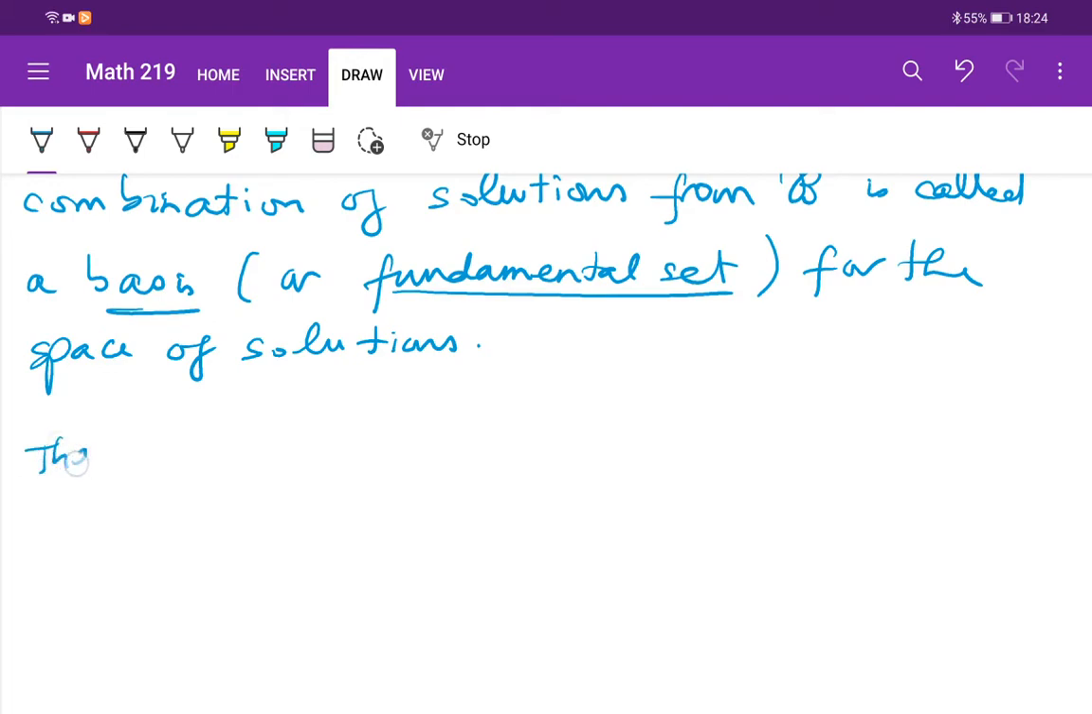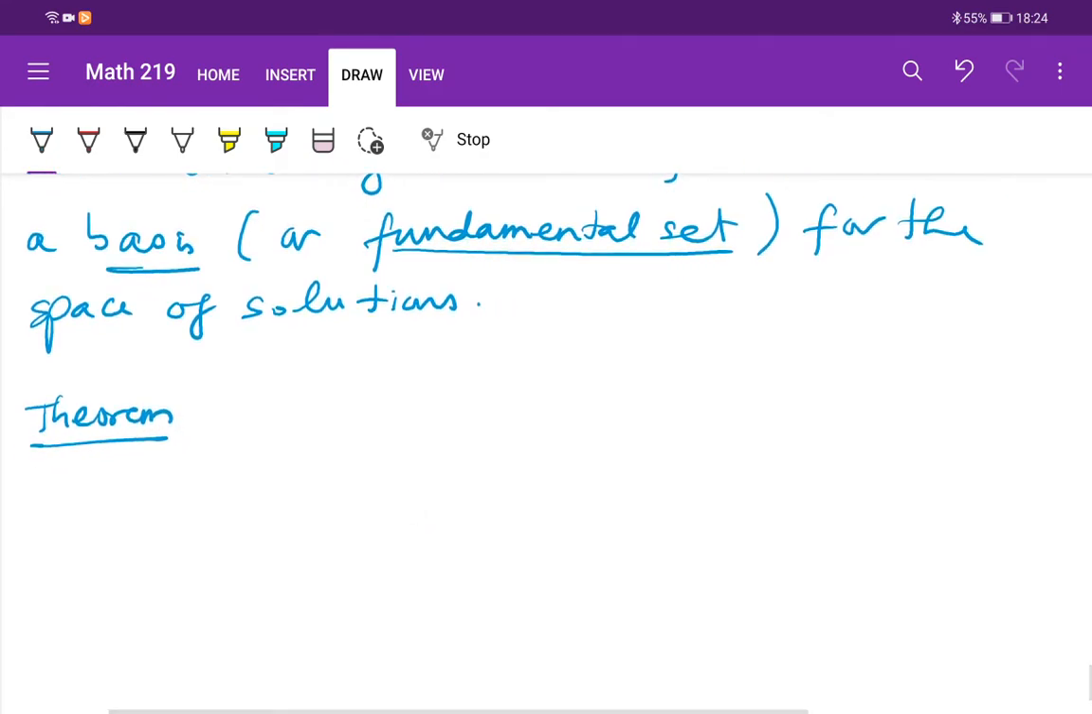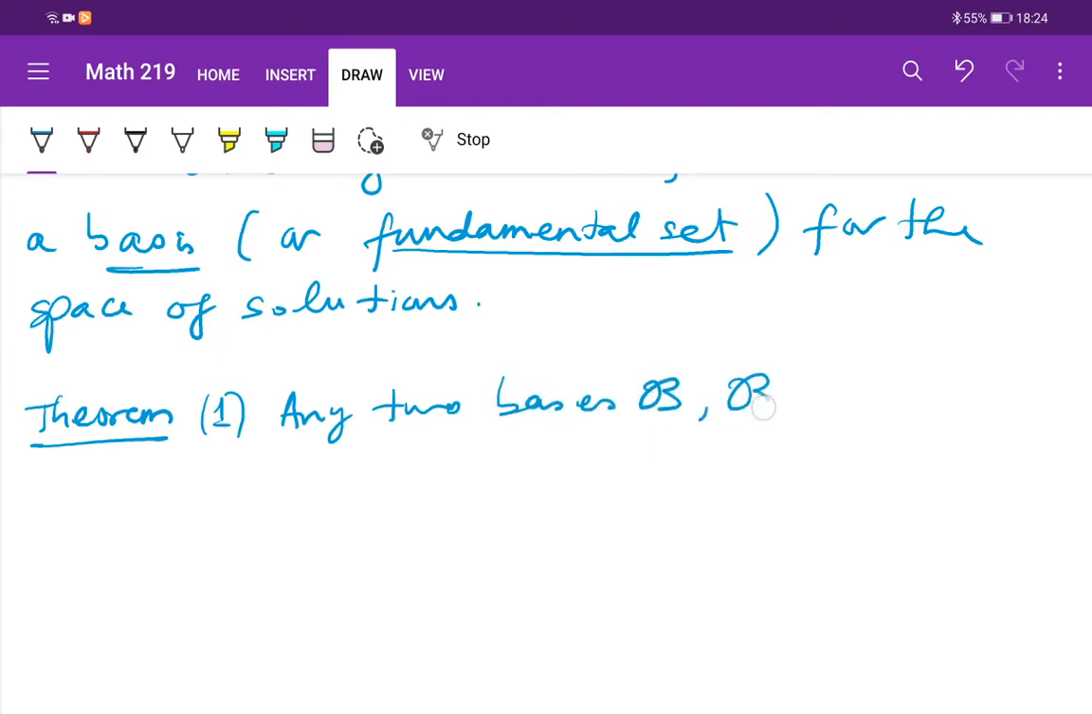In fact, we're saying that this is a finite dimensional vector space. So what do we know about finite dimensional vector spaces? I'll say the following two things. Any two bases, let's say B and B prime, of the space of solutions of our equation have the same number of elements.